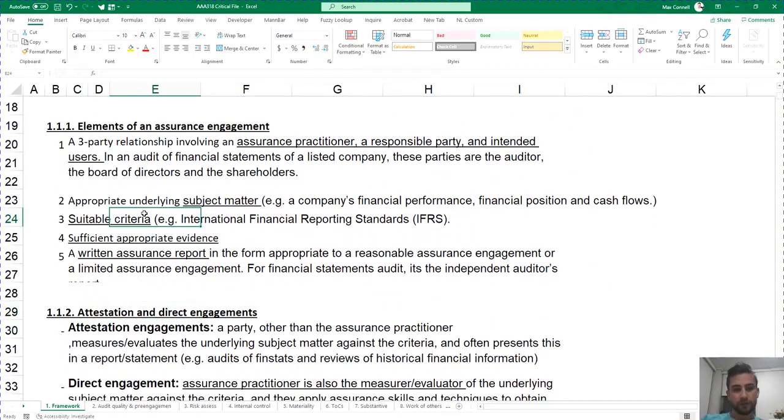So elements of an assurance engagement. Any assurance engagement, so assurance is either assurance or an audit, involves 3 parties. It's a 3-party relationship. So number one is the assurance practitioner. Number 2 is the responsible party. And number 3 is the intended users. So in simple words, it's going to be the audit firm, the company which is producing the financial statements, and the people who use those financial statements.